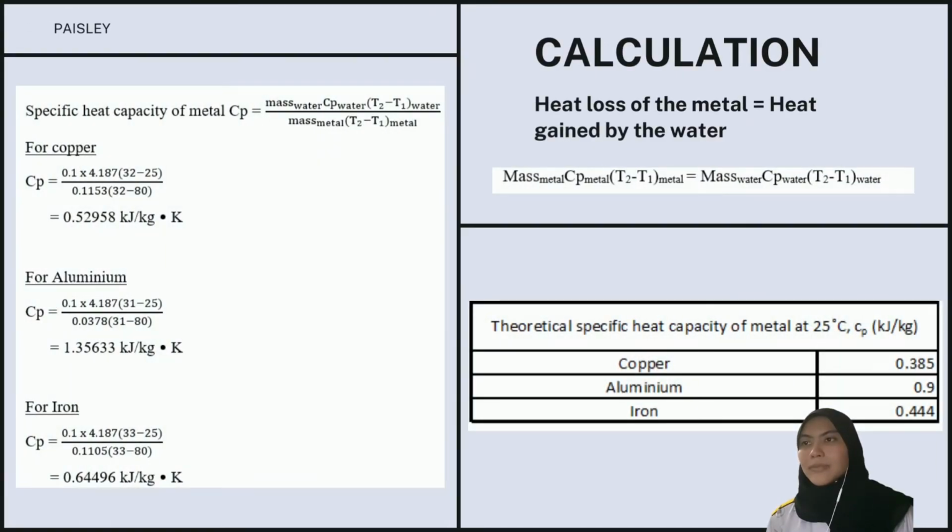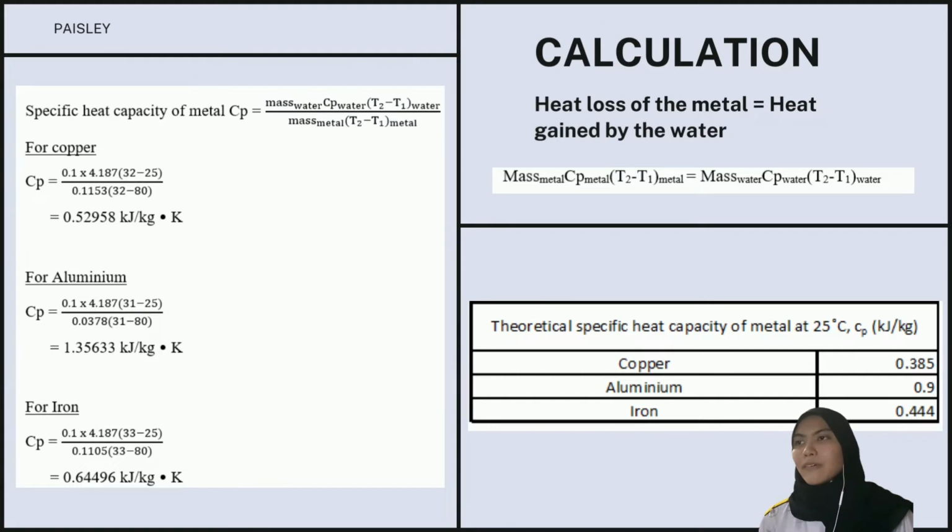So to calculate the specific heat of the metal, we have come to a conclusion where the heat loss of the metal is equal to the heat gain by the water, which gives us the formula of mass of metal times specific heat of metal multiplied by delta T of metal equal to the mass of water times specific heat capacity of water times delta T of water. By using this formula, we can obtain the specific heat capacity of the metal as the subject.